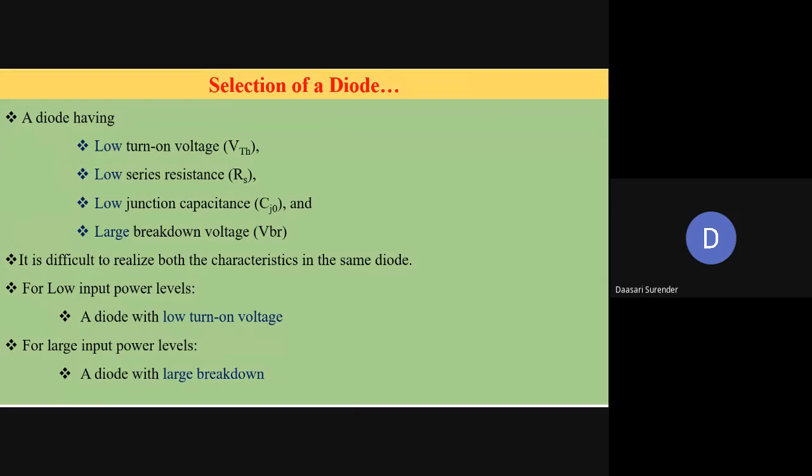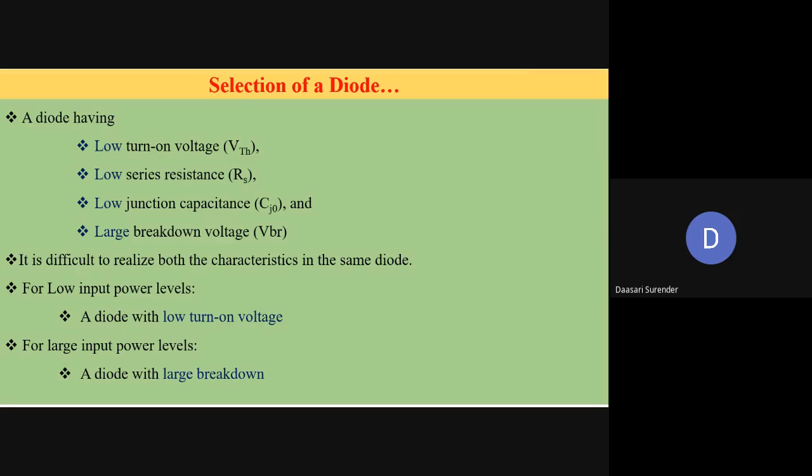A diode having low turn-on voltage, low series resistance, low junction capacitance, and large breakdown voltage is desired. A diode with low turn-on voltage satisfies the biasing condition at low input power levels, and the ohmic losses associated with the diode are low when the series resistance is low. The diode is suitable at very high frequencies when the junction capacitance is low, and the output voltage of the rectifier is limited by the diode breakdown voltage.